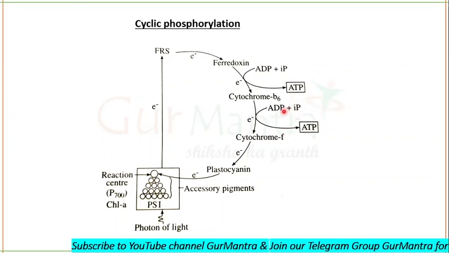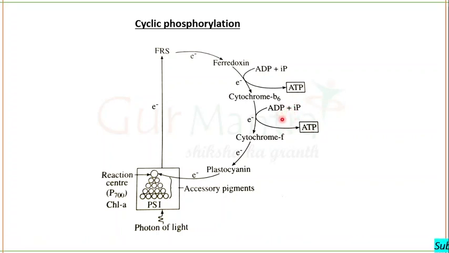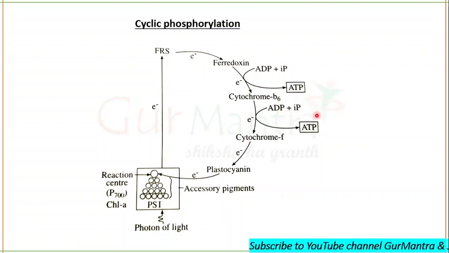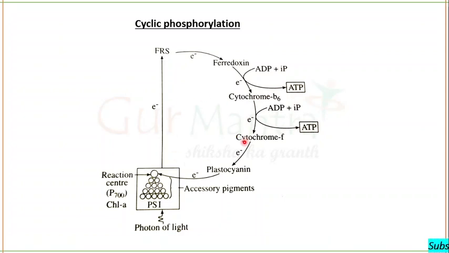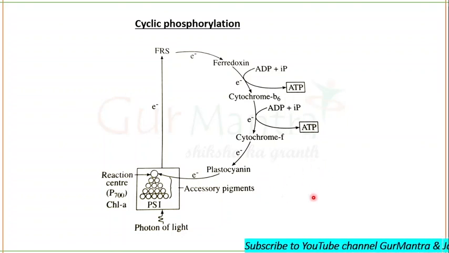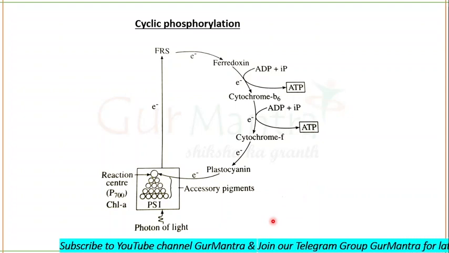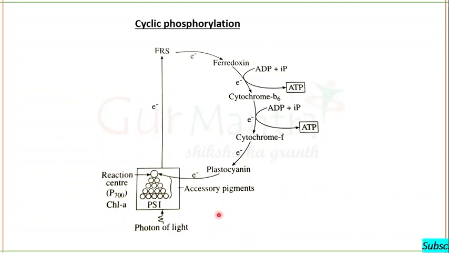There will be the formation of ATP due to the light-induced cyclic electron flow. It is called cyclic phosphorylation. ATP will be produced by light-induced cyclic electron flow. Clear? Is there any evolution of oxygen? No. Photolysis of water? No. Oxygen evolution complex? No. Formation of NADPH? No. There is synthesis of only ATP.